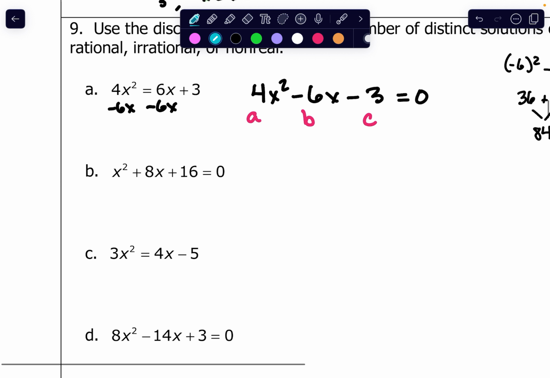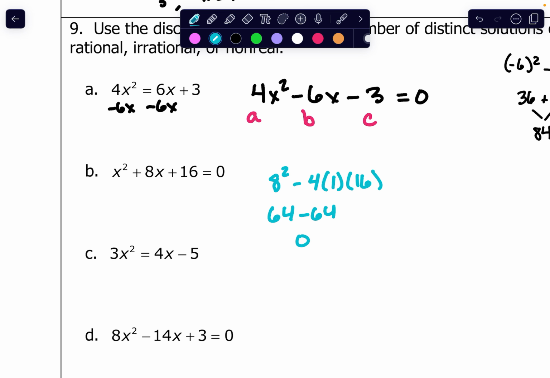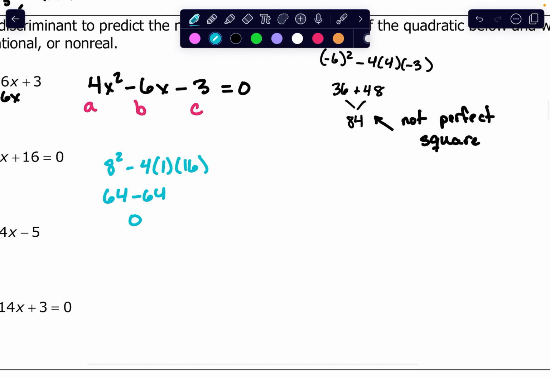This one, yay, work is done for us. I already know this has one rational solution. Again, you can kind of peer into the future by considering this by factoring, but let's verify that with our discriminant. 8 squared minus 4 times 1 times c. This is 64 minus 64, which simplifies to 0. Yippee! This is one real rational solution.